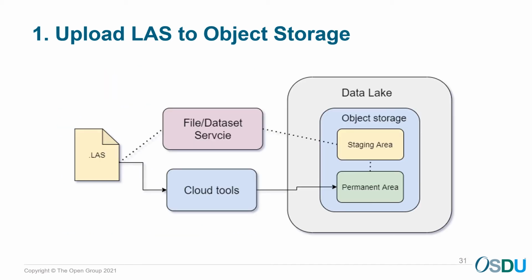At the first step, the end goal is to make sure we upload our file to the object storage permanent area. The solid line depicts the flow we are going to follow in our demonstration later. We use cloud-specific tools to move in bulk data files from on-premise or from other cloud locations directly to the permanent area. Consult your cloud provider's documentation for more details. Alternatively, the dotted line shows the flow using the file or dataset service to upload files, first to staging, then to permanent area.